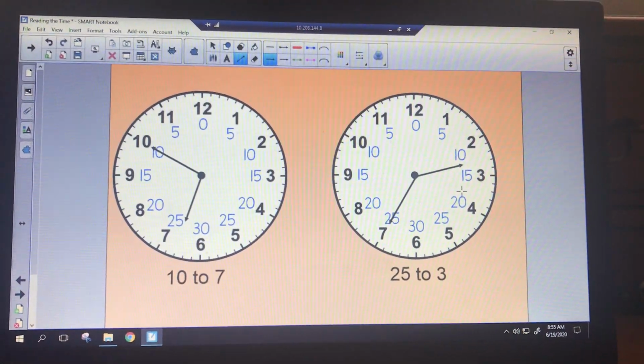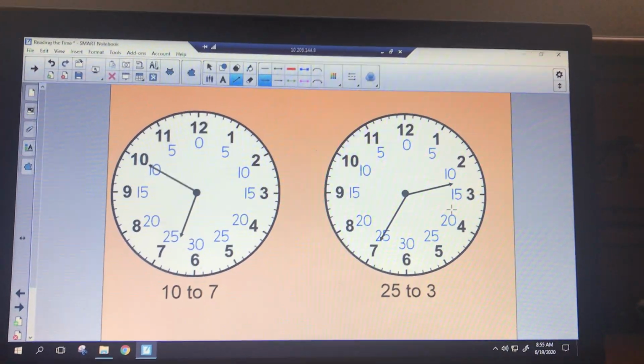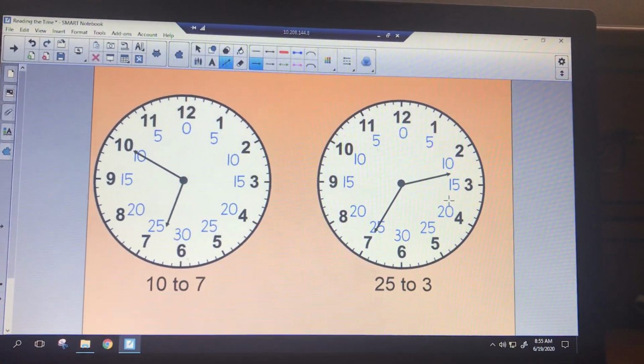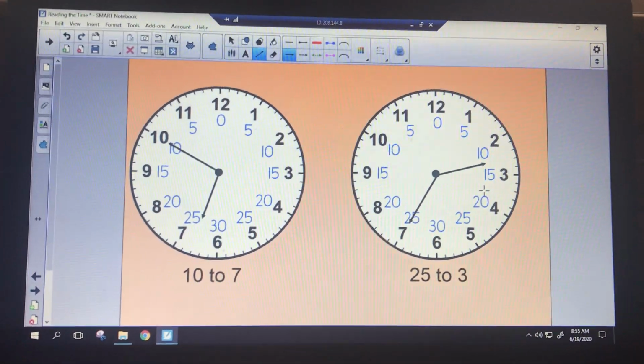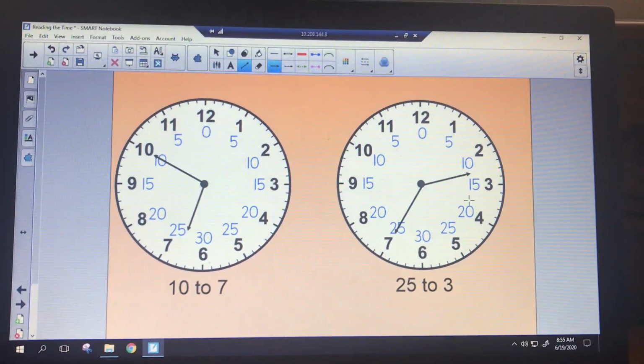I would also say as well, if you log on to Education City, there are 3 activities there which also work with analog clocks and show you about reading the time, and you might find those helpful as well.